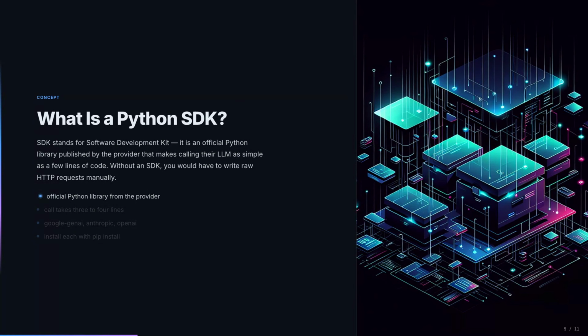Without an SDK, you would have to write raw HTTP requests manually, setting headers, formatting JSON, handling authentication, writing retry logic, many lines of fragile boilerplate just to send a single message. With an SDK, the call takes 3 to 4 lines. Import a library, create a client with your API key, call one method with your prompt, and read the response text.